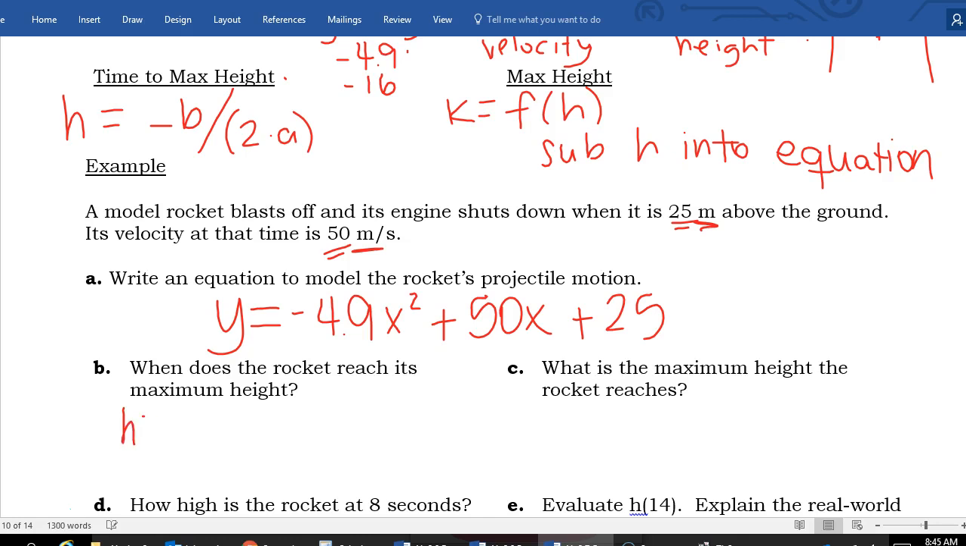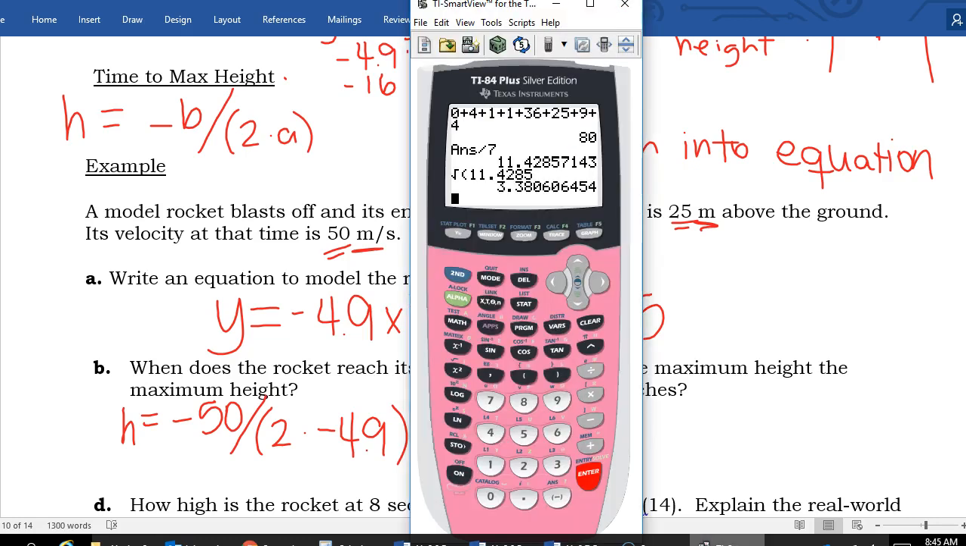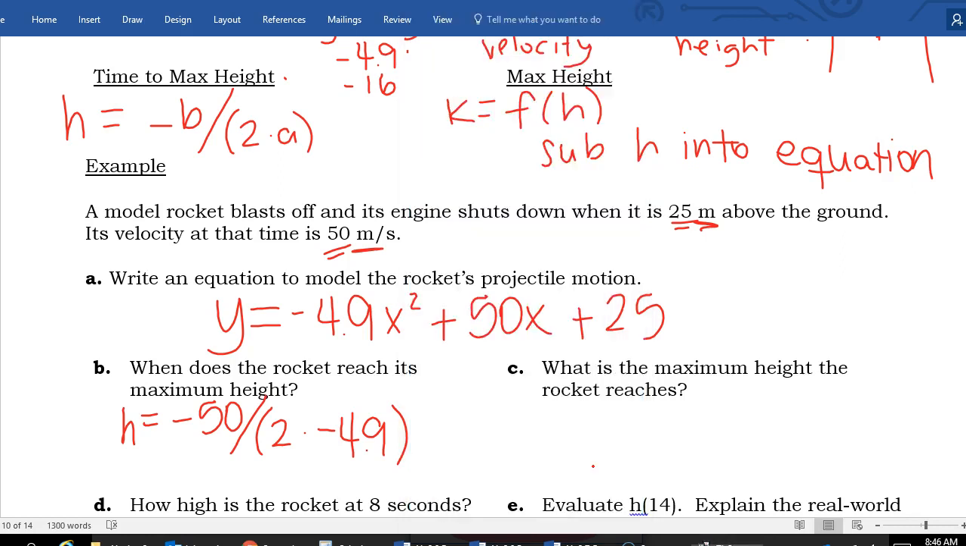So to calculate h, that is going to be negative b divided by 2 times negative 4.9. Negative b divided by 2 times a. And we get 5.1 seconds. So this rocket takes 5.1 seconds to reach its maximum height.